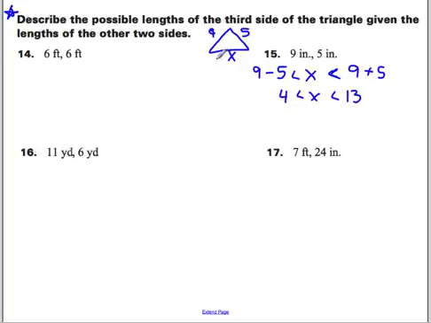If x was 4 here, this side would be too small. These two sides would just add up to 9. If this side instead was 13, if I could really add this, it would really help.